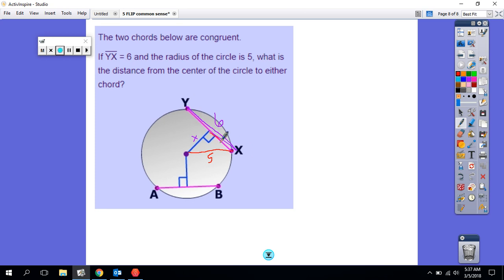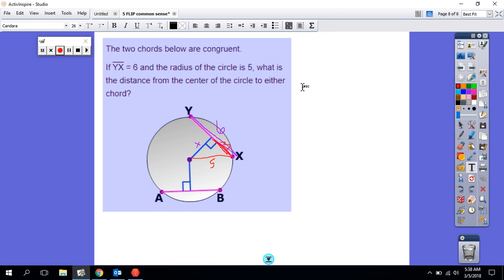That means that this little piece right here is 3 units. And we're supposed to find x. Well, notice that we have ourselves a nice little right triangle. So when we've got two sides of a right triangle, remember we can use the Pythagorean theorem to solve it. All right, 5 is the hypotenuse because it's the one across from the right angle, so that's going to be my c. So I would write my equation as x squared plus 3 squared equals 5 squared.